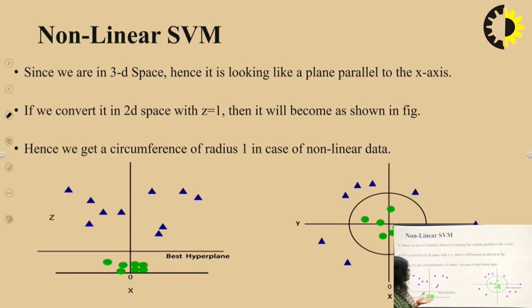We can also visualize the same data in the figure shown here. As you can see, if you convert this data back from 3D to 2D, we get a segregation like this. So we can visualize it like this on a 2D plane. And as you can see, when you set z equal to 1, which is the third dimension, then you get a circle with a radius of 1 in this case.